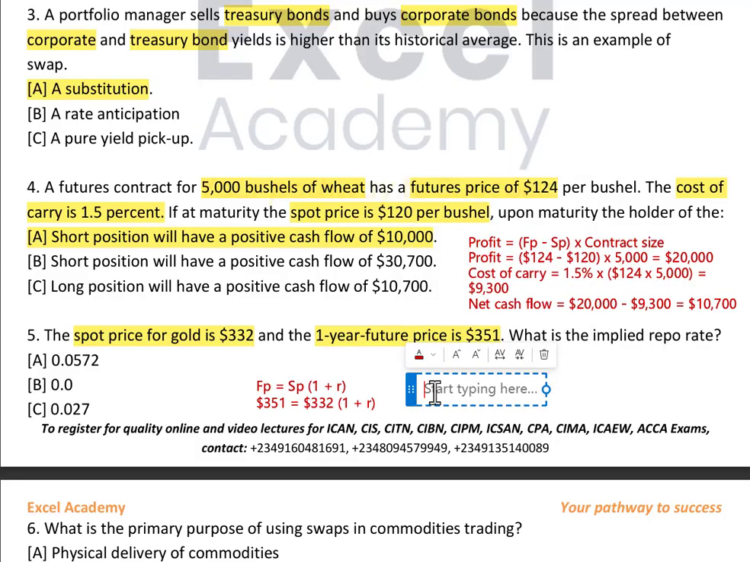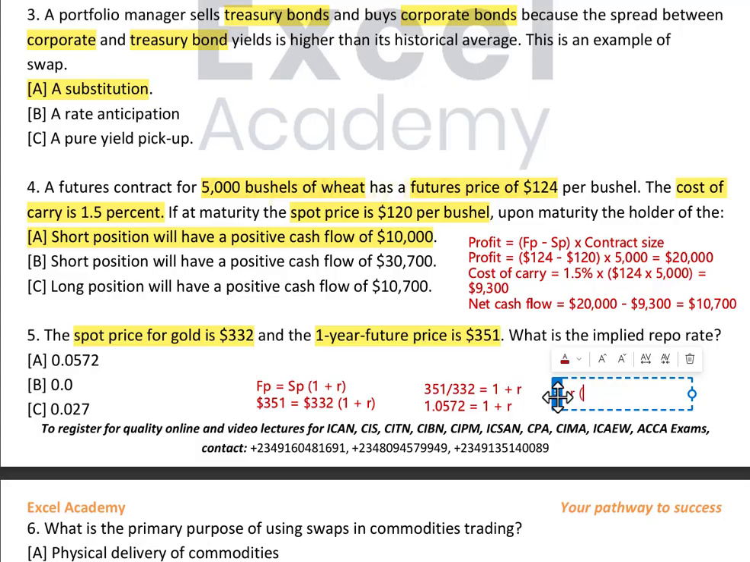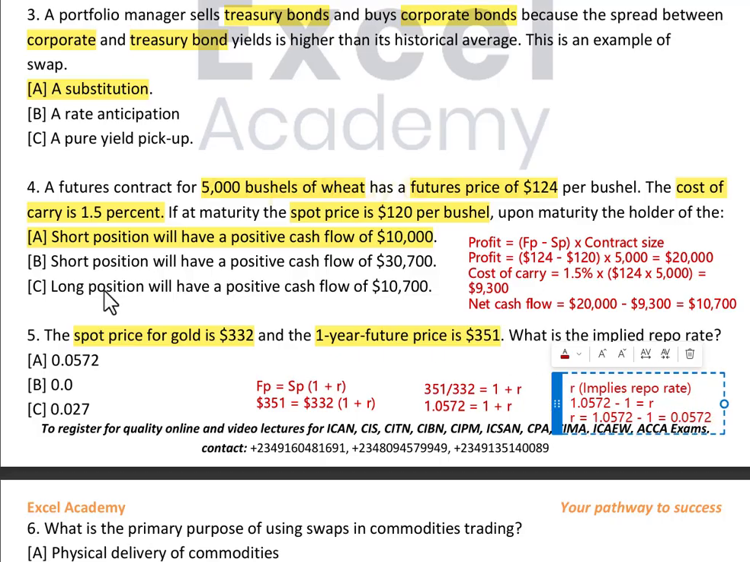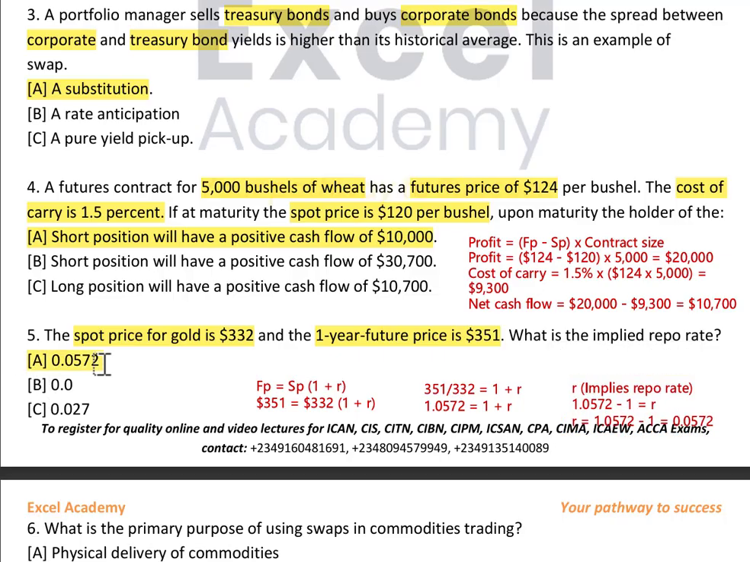We're gonna do 351 divided by 332 equals 1 plus R. So here now 351 divided by 332 will give us 1.0572. So this equals 1 plus R. This R now is the implied repo rate. So this is 1.0572 minus 1 equals R. So our R equals 1.0572 minus 1. So the answer is 0.0572. So the answer to number 5 is A. So you can see how we are solving this step here now.